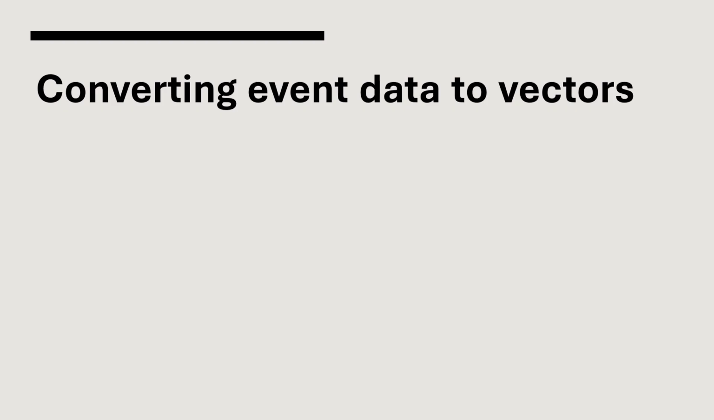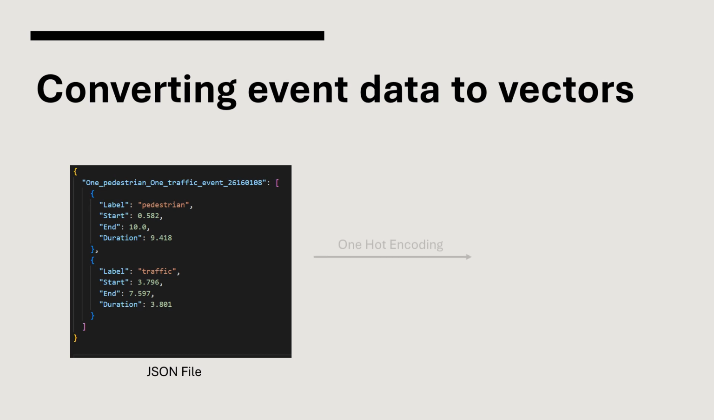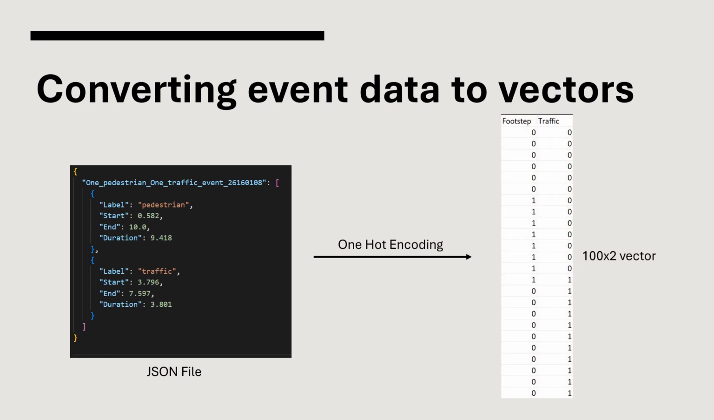Our event information is stored as a JSON file, which contains the start times and stop times for different events. This information cannot be directly used by a network and hence needs to be converted into a usable format. We use one-hot encoding to convert our data into a time series of ones and zeros, which represents the presence or absence of a particular event. This data can now be used as a label for our network for the training.